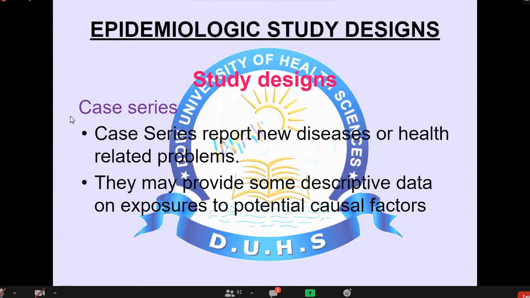So in simple terms, as I said before, study designs can be classified broadly into descriptive studies and analytical studies. By descriptive study, we mean that we don't make comparisons, we just make descriptions based on the available patients or participants. Those participants may be a group of people having similar conditions.